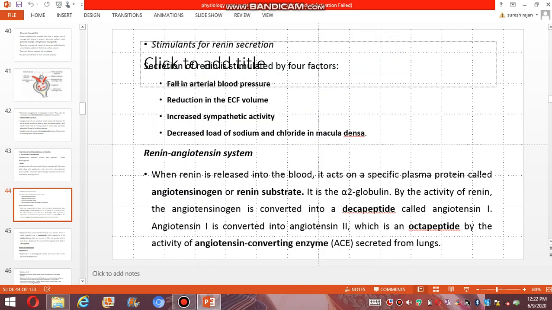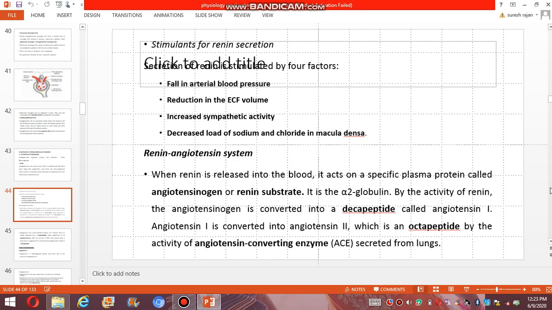Okay, dear students, let us continue with the stimulants for renin secretion. We have discussed four important stimulants for renin secretion. Next we are going to discuss the renin angiotensin system. When renin is released into the blood in response to any of the four factors, that is fall in arterial blood pressure, reduction in ECF volume, increased sympathetic activity, and increased load of sodium and chloride in the macula densa, at that time this renin acts on a specific plasma protein.